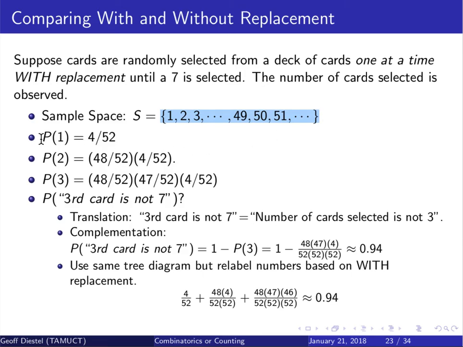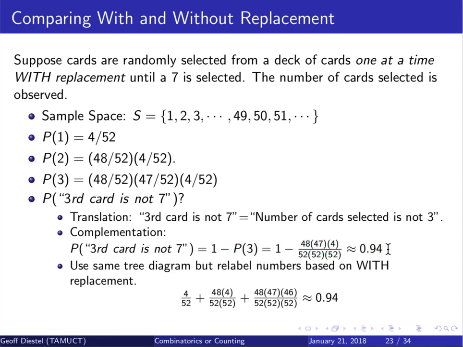And to compute the probabilities of each of these values, again, 4 out of 52, if we get a 7 off the bat. But if we get a non-7 followed by a 7, it's 48 out of 52. But then that card got put back, and then we chose a 7 out of a full deck. And then 3, again, a non-7 followed by a non-7 out of a full deck, followed by a 7 out of a full deck. And we do the same thing as before with the complementation. It's just that our probability of 3 is different because the rule is different. We're using without replacement here. We're using with replacement here. So we get 1 minus probability of 3, which is a slightly different value. And our probability is a slightly different value, 0.94 instead of 0.93.